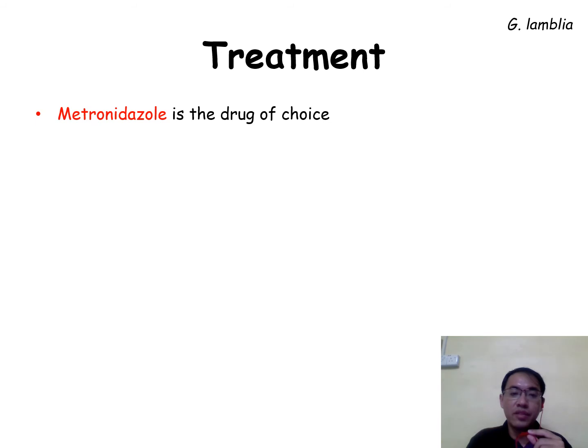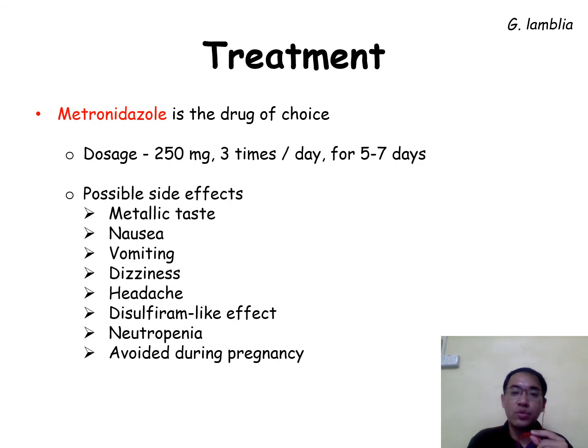So the drug for the treatment of giardiasis is metronidazole. This is the common drug that we use to treat all anaerobic organisms, which include bacteria, protozoan, Entamoeba histolytica, and Trichomonas species. The dose is usually 250 mg, taken 3 times a day for at least 5 to 7 days. The main side effects of this drug would be metallic taste, nausea, and vomiting. And this drug should be avoided during the first trimester of pregnancy.